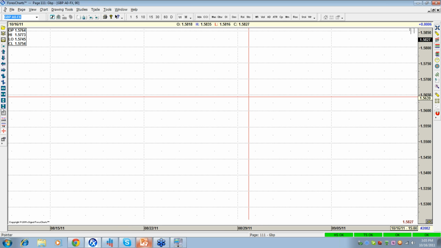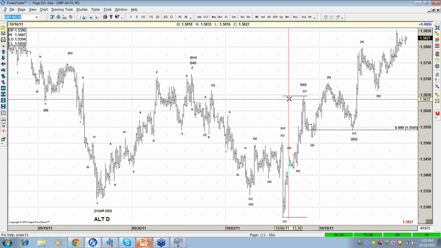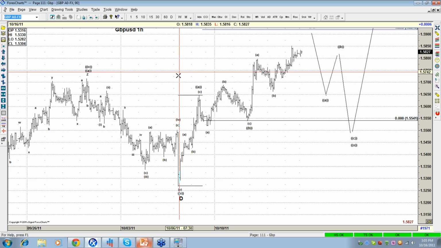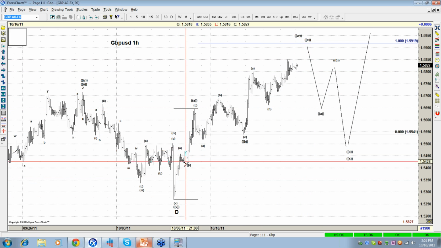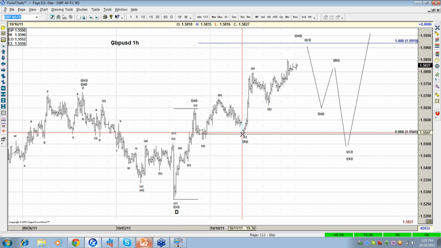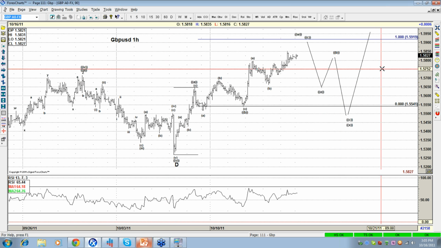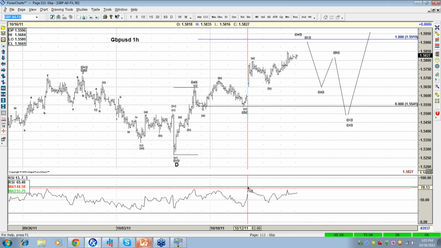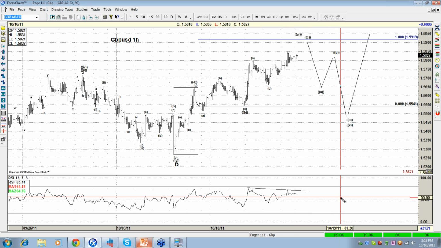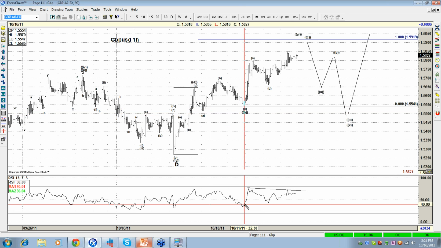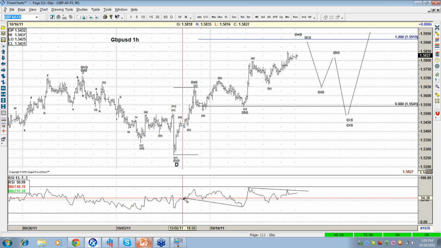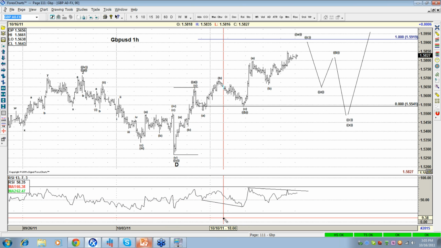This is the count that we like. We like cable higher for one more high. We got A, B, C, A flat, B, A, B. Look at the RSI. Divergence within this cycle here already. So very clear right there. Look how the B wave of the flat, the C wave of the flat went momentum-wise below the A wave of the flat.